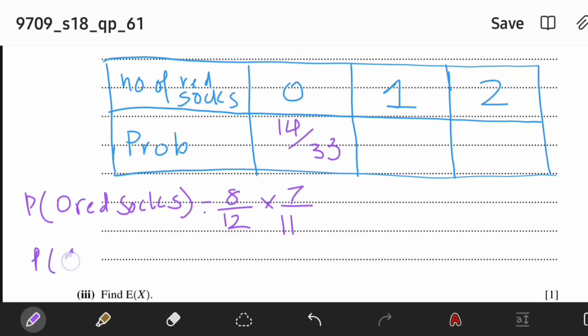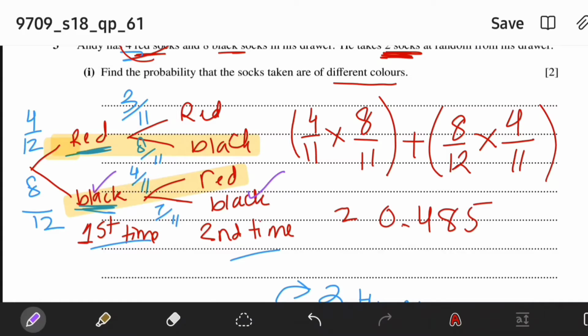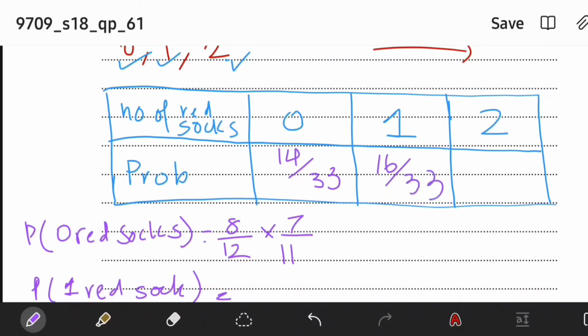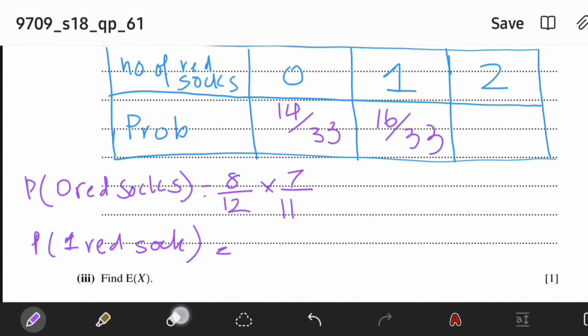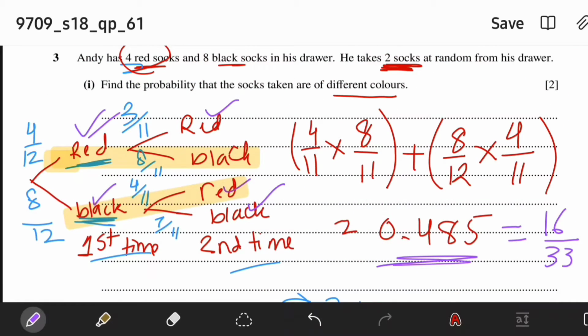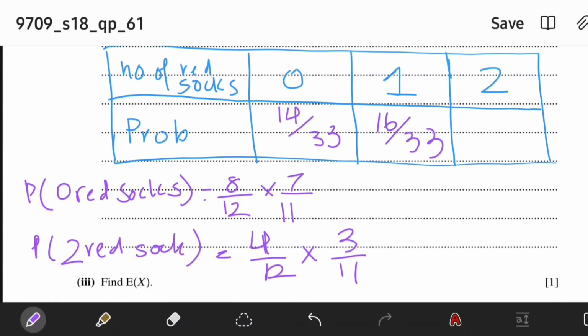Probability of 1 red sock, that would be what we found out earlier. Since there was just 1 red sock in each of the probabilities that we found out, this probability was equal to 16 over 33. So the answer here would be 16 over 33. And then for 2 red socks, let's just use this space. For 2 red socks, it is from the diagram this and this, which is 4 over 12 and 3 over 11, and the answer would be 3 over 33.